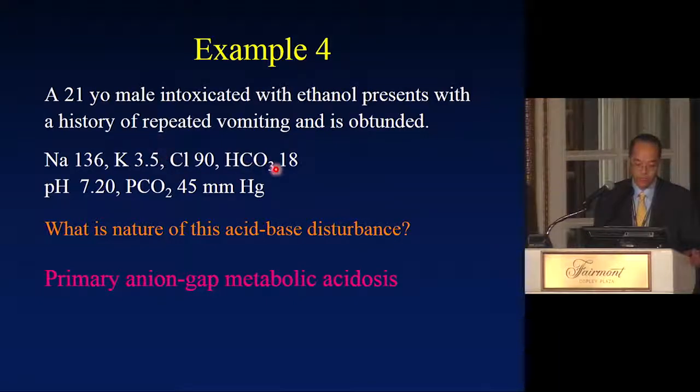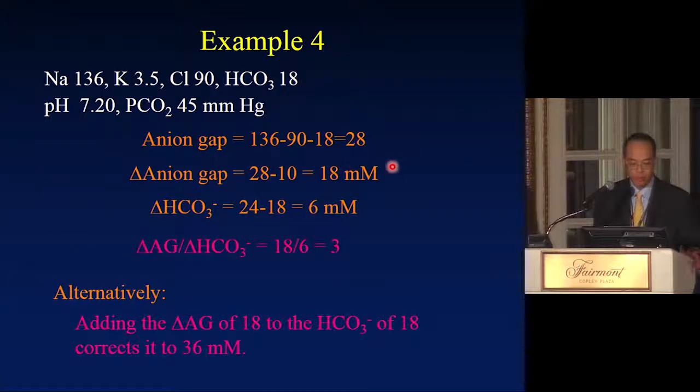And then if we focus on the metabolic acidosis, the anion-gap is 136 minus the sum of 90 and 18, 108, so that gives you 28. So the anion-gap is 28, which is clearly elevated. And then to calculate the delta-delta, we take 10 from 28, so the delta anion-gap is 18. And for the delta bicarb in this patient, we take 18, his actual bicarb, from 24, normal bicarb, and that leaves 6. So the delta-delta is 18 divided by 6, which is 3.